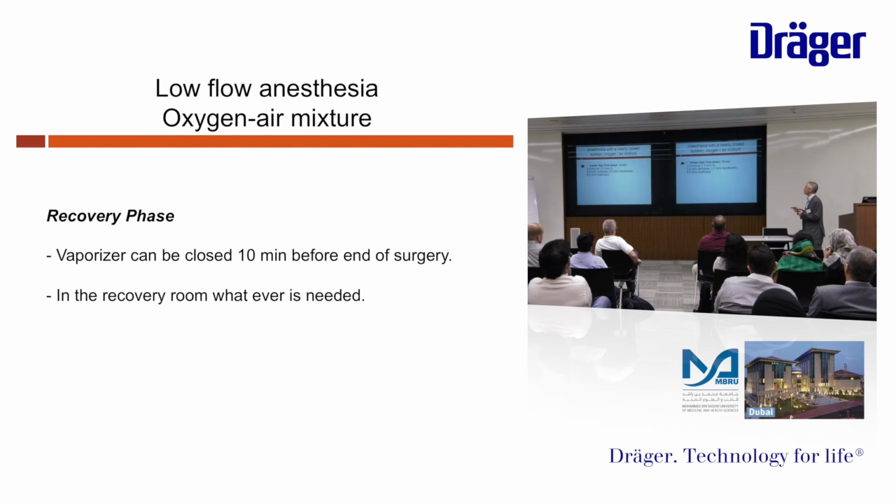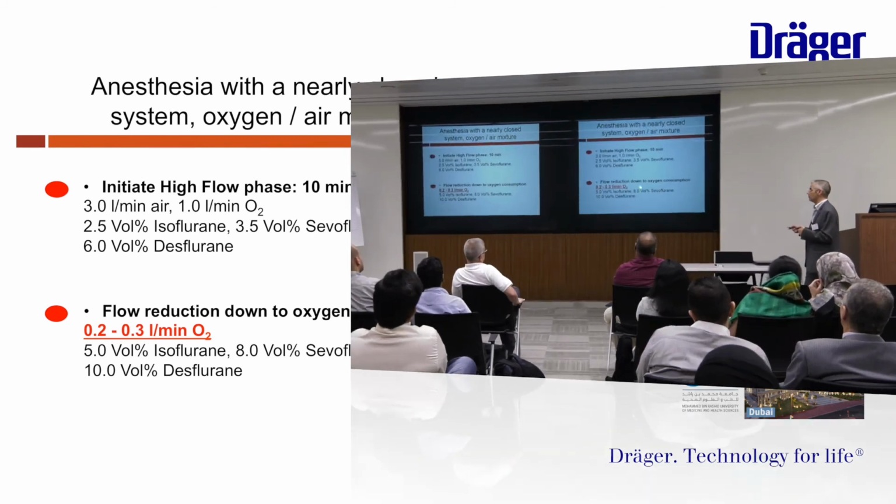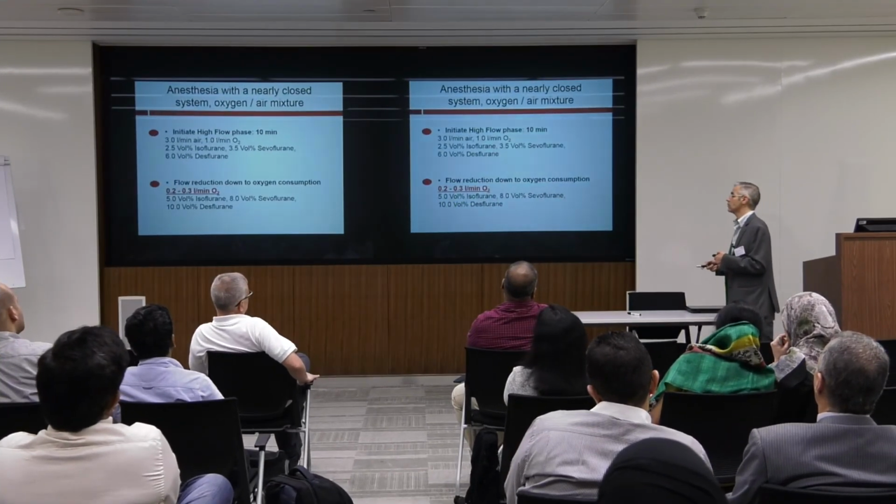And now, anesthesia with a nearly closed system, in which we can go to the metabolic rate. The initial high flow is the same. And when we reduce the flow to 0.3, we have to keep the percent of volatile anesthetic a little bit higher: 5, 8, and 10%.